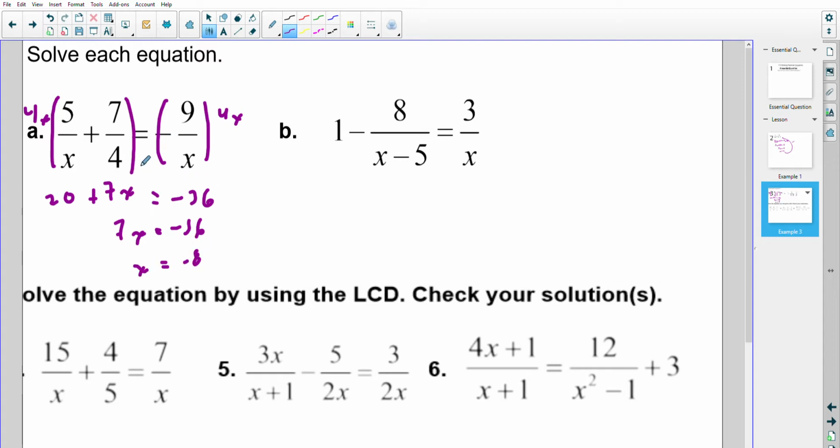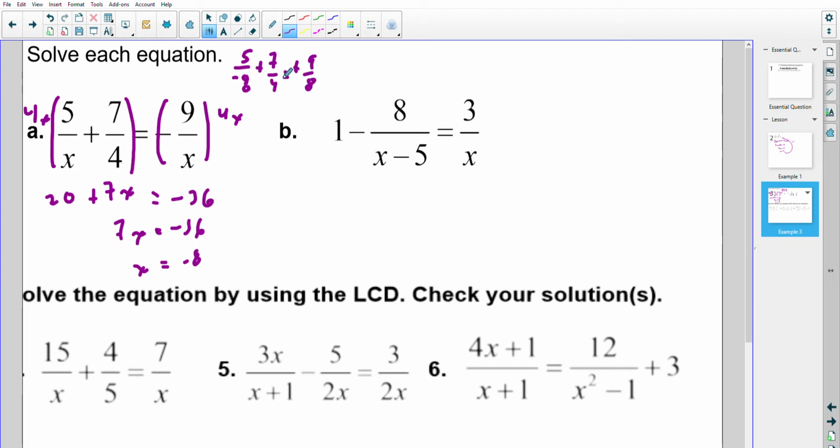Again, you want to put negative 8 into the answer. When you multiply by 4x and 4x, there is a possibility that you're going to get an answer that is incorrect. So let's see, it's going to be 5 over negative 8 plus 7/4 equals negative 9/8, is a positive 9/8. Now, is that correct?